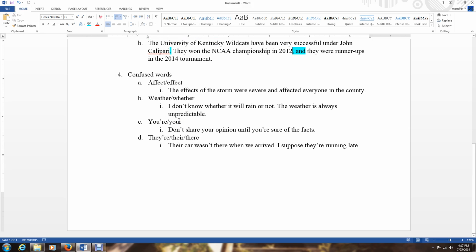Now, the last thing I want to talk about are just some commonly confused words. These are words that almost everybody has trouble sometimes keeping straight what they mean. So I just picked out the 4 that I see most often. Affect and effect, they sound very similar, okay? But affect is a verb, meaning it's an action, and effect is a noun.